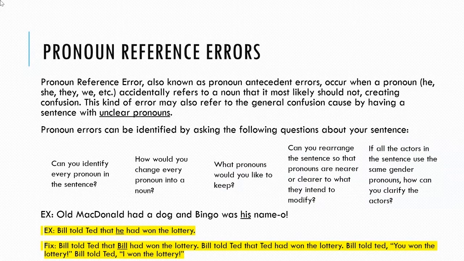An example of a sentence with a pronoun reference error is, Bill told Ted that he had won the lottery. Notice how the sentence does not clarify whether he is referring to Bill or Ted. A few possible fixes for this sentence include, Bill told Ted that Bill had won the lottery. Bill told Ted that Ted had won the lottery. Bill told Ted, you won the lottery. Bill told Ted, I won the lottery. Notice how each of these sentences clarify the proper pronouns.